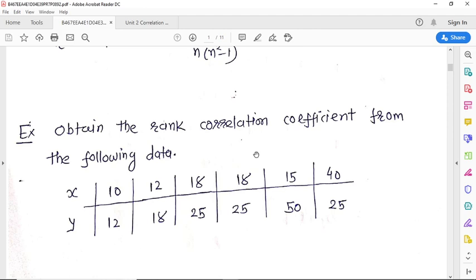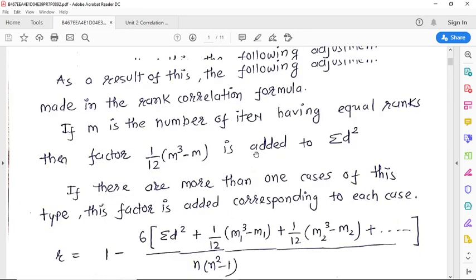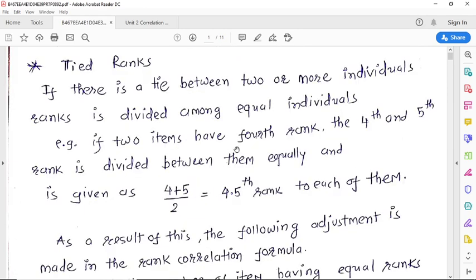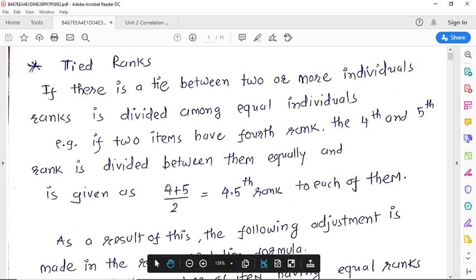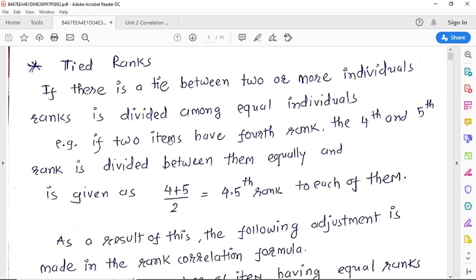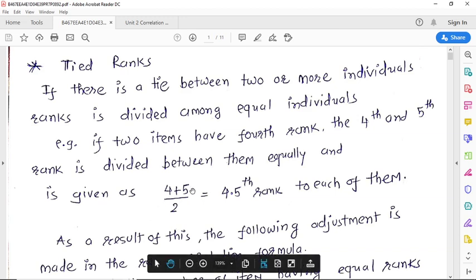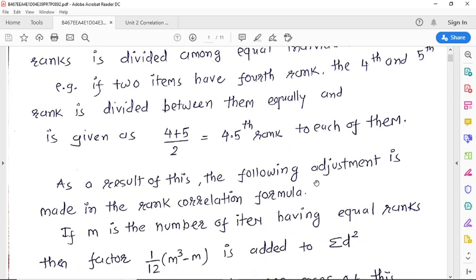Clear? So how do we solve such an example? If two items have the fourth rank and fifth rank, then we have to consider this rank by taking its average. It is 4 plus 5 divided by 2, so we give both the 4.5 rank. If two items are similar and they are at the fourth and fifth rank, how can we map ranking to these values? We take the average, 4 plus 5 by 2, and that is the 4.5th rank to each of them. Clear? So that is the way you can implement the ranking.